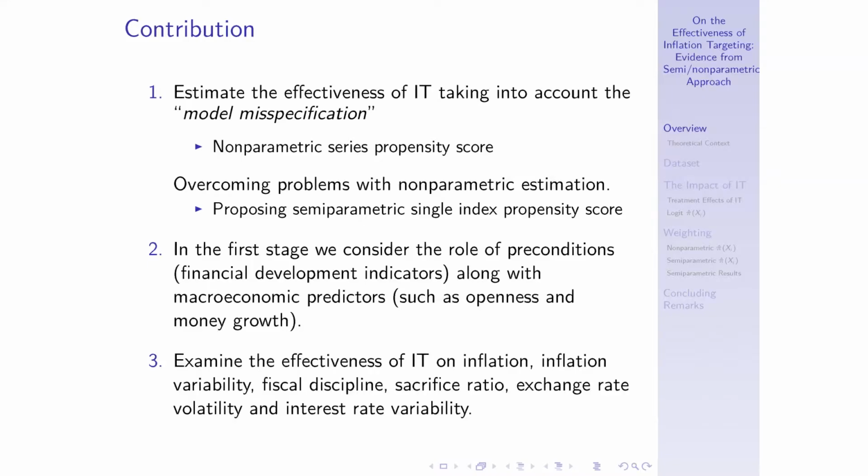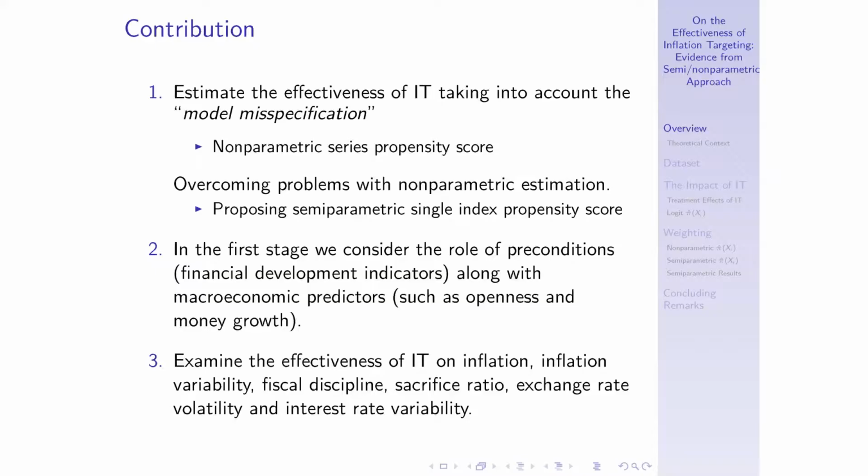But then there is also a problem with the non-parametric approach, because usually you run into the curse of dimensionality. So what do you do with that? To get rid of that curse of dimensionality in the non-parametric propensity score, we use a recent paper that proposes a semi-parametric single index propensity score.